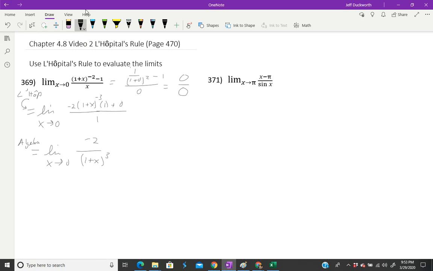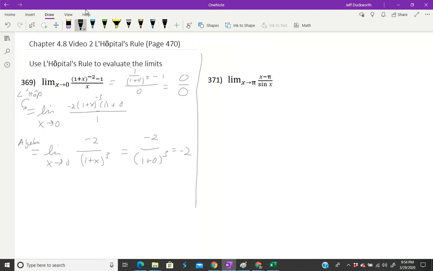Now I can evaluate this at 0. I'm going to lose the limit symbol because I'm taking the limit now, in a similar fashion to what I did up top. It's going to be negative 2 over 1 plus 0 quantity cubed, which is just 1 in the denominator, so it's just negative 2. And so the limit of number 369 is negative 2.